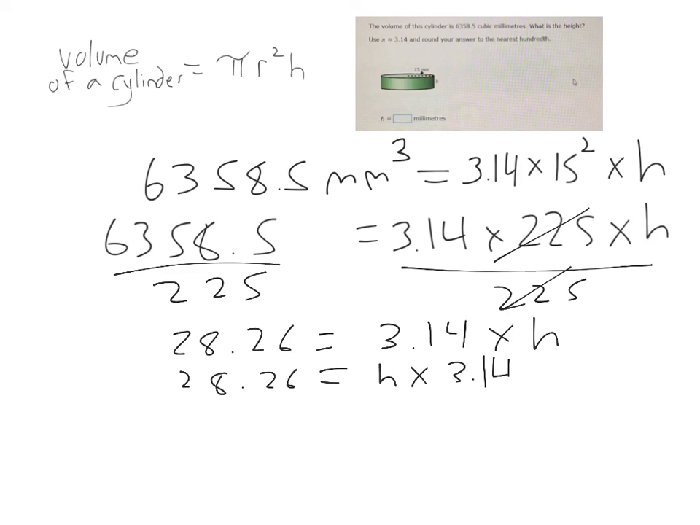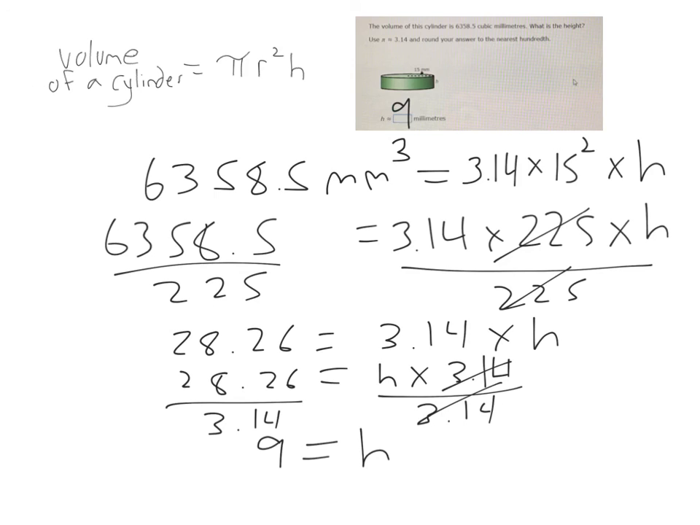And I want to get rid of that 3.14, so I'm going to divide by 3.14, divide by 3.14, cancels out on this side. I'll do that in my calculator, 28.26 divided by 3.14, and that comes out to be 9. So 9 equals our height. That was really straightforward. So our answer is 9 millimeters.